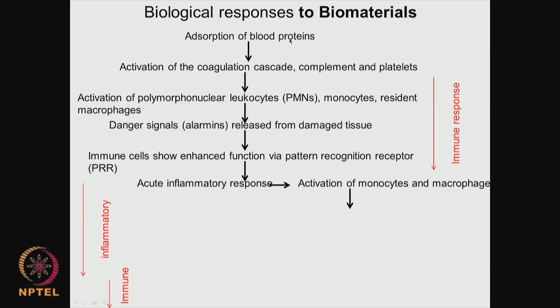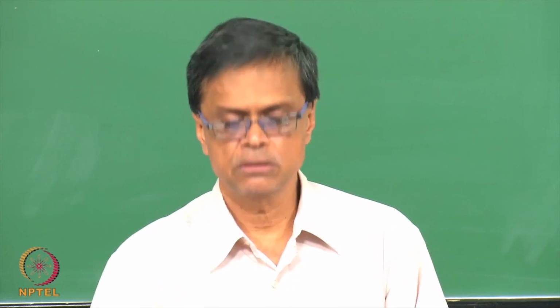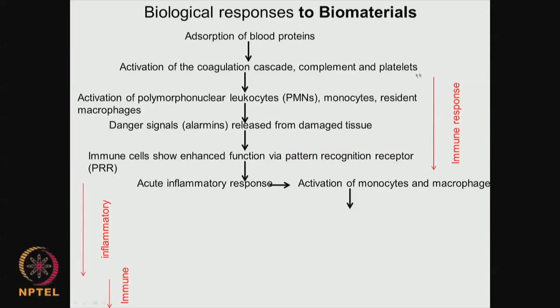So, adsorption of blood proteins is happening here. If it is a blood contacting device, then we have activation of the coagulation cascade. This is a fantastic cascade. There are many coagulation factors, one after another keep on happening, and finally you are going to have the coagulation. Then you are activating the complement. These are a set of proteins which get activated as the host defense mechanism. Activation of the platelets. So, all these things happen actually.